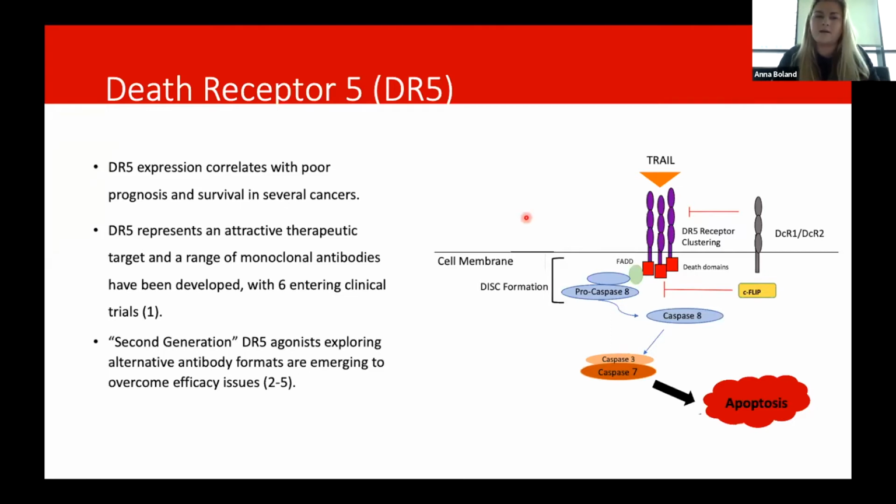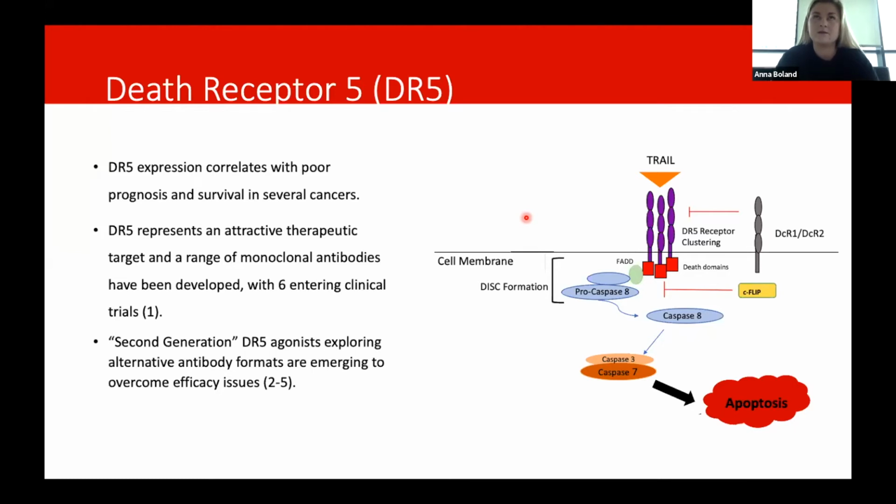Our key inhibitor of this pathway that I want you to keep in mind for this talk is FLIP. And why we're interested in this pathway is DR5 expression correlates with poor prognosis and survival in several cancers, such as pancreatic and colorectal. For example, in pancreatic, we see a 5-fold increase in DR5 surface expression in cancerous versus normal tissue. So this vast upregulation makes it an attractive therapeutic target. And a range of monoclonal antibodies have entered clinical trial, 6 in total, but none of them have managed to progress beyond phase 2 trials due to lack of efficacy.